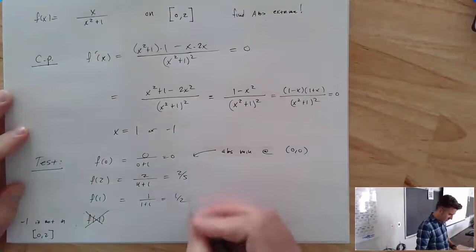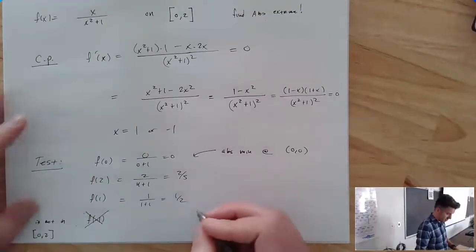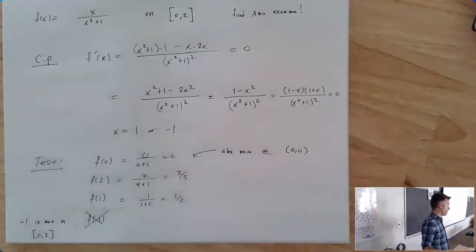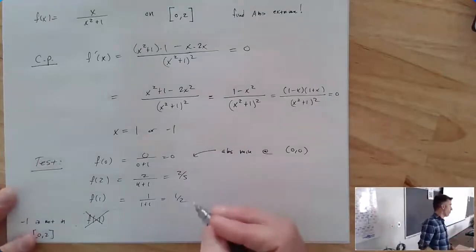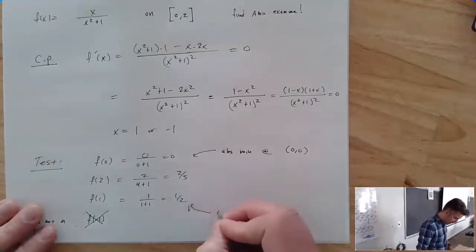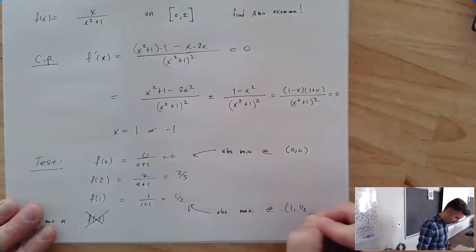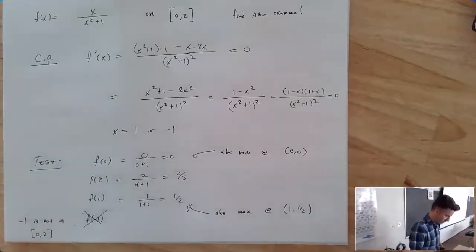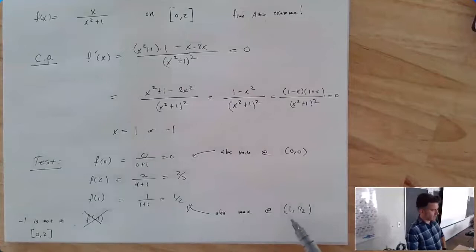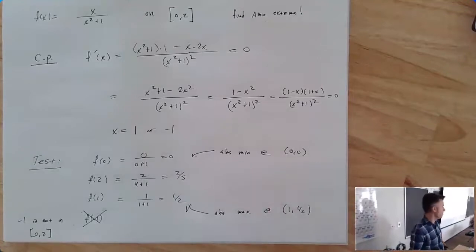And which one's bigger, 2/5 or 1/2? Right. You can get a common denominator if you're not sure, or you can do the division. 2 divided by 5 is 0.4. 1 divided by 2 is 0.5. 0.5 is bigger, so there's my absolute maximum at the point 1, 1/2. Or again, you could say absolute maximum at x equals 1 with a value of y equals 1/2. Absolute minimum at x equals 0 with a y value of also 0.